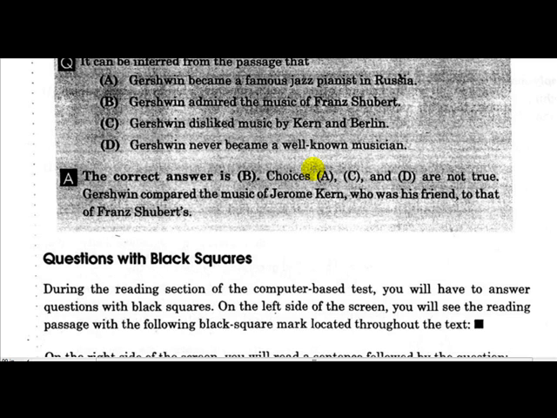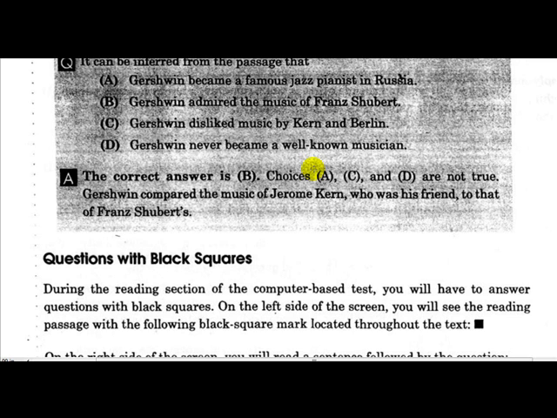It can be inferred from the passage that Gershwin became a famous jazz pianist in Russia. Gershwin admired the music of Franz Schubert. Gershwin disliked music by Kern in Berlin. And Gershwin never became a well-known musician. The correct answer is B.